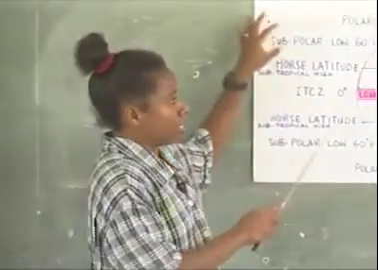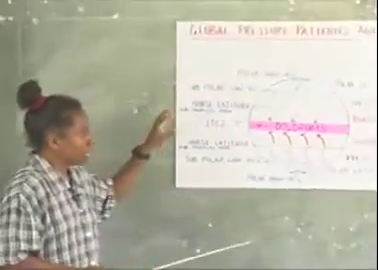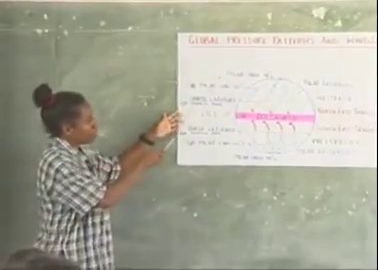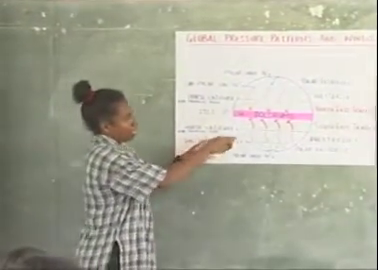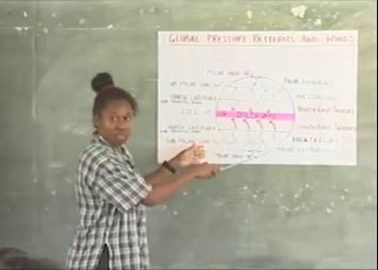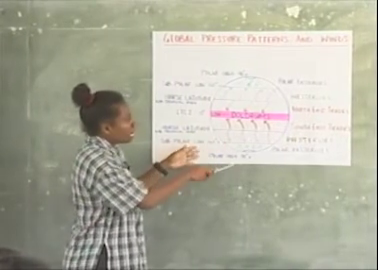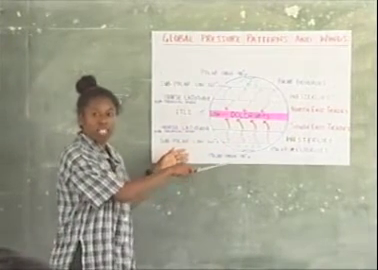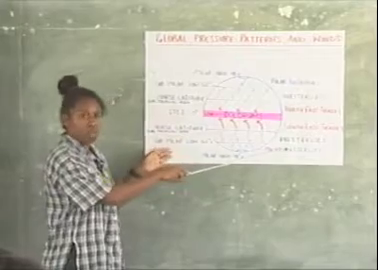Okay, we look at the diagram on the board now, and this diagram has both the pressure belts and the winds, the major planetary winds. These winds here exclude the local winds that we have. We will discuss the local winds later on.